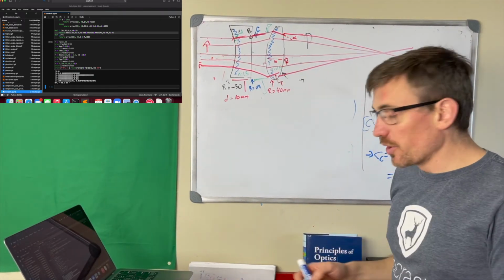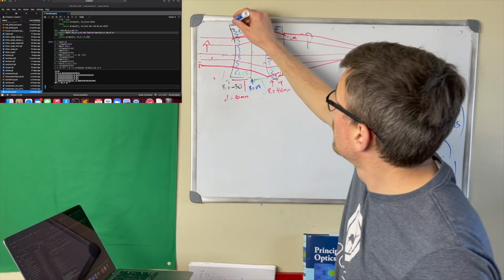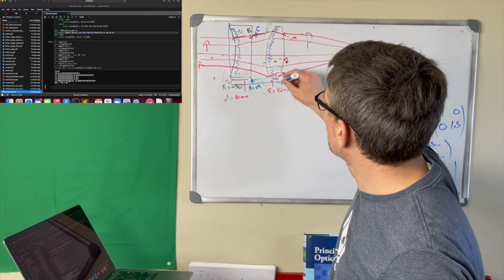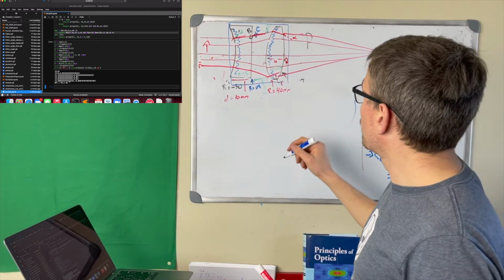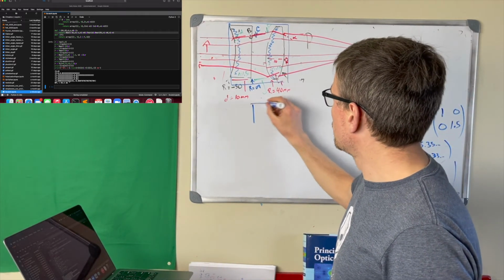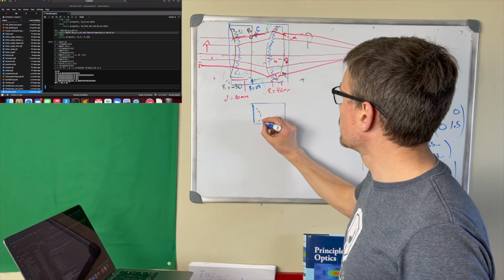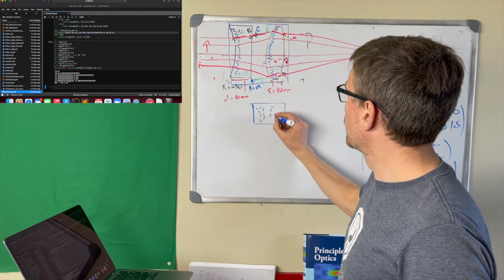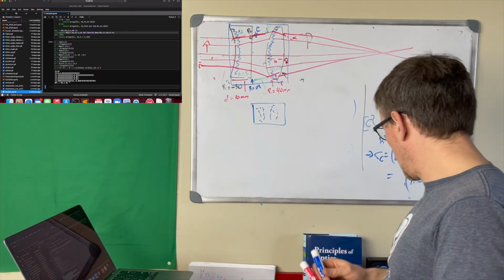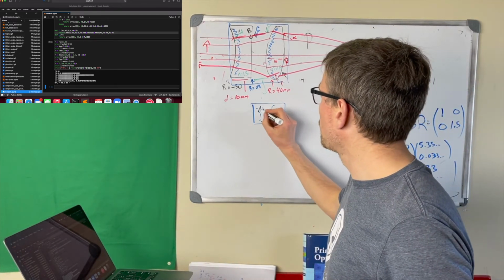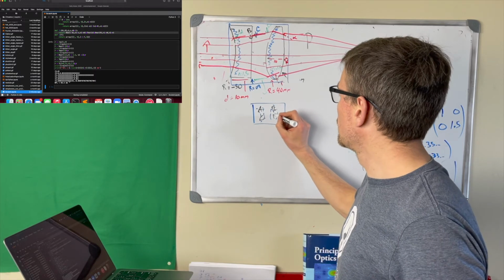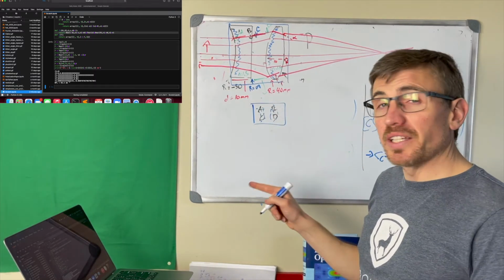This is the real power of the matrix approach: we can replace this whole thing with a black box. Instead of these 2 lenses, we can say that really what that is, is 4 numbers. I can replace this whole thing with a matrix A, B, C, D. So what is that matrix?